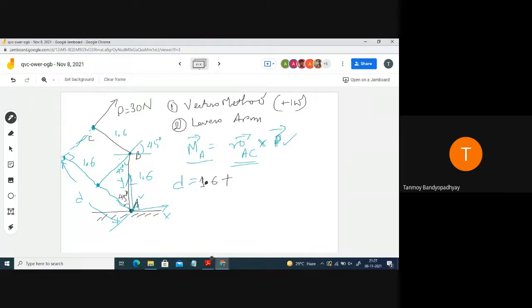I need cos 45 actually. So cos 45 is base divided by hypotenuse. This base, any name you can give it, like PA, just say PA. So PA divided by hypotenuse 1.6. So PA is 1.6 cos 45 degree, and the lever arm is 1.6 into (1 plus cos 45 degree). So just calculate what lever arm you are getting, see how much it comes in meters.